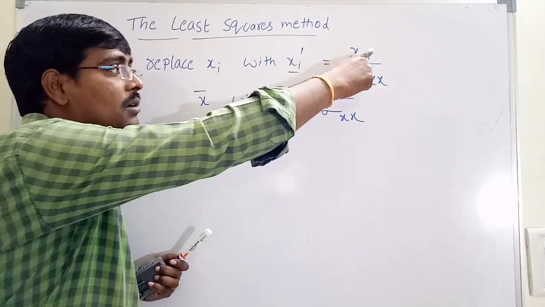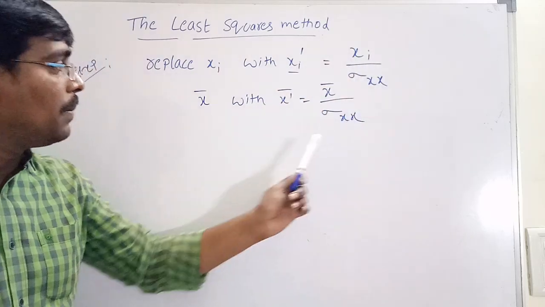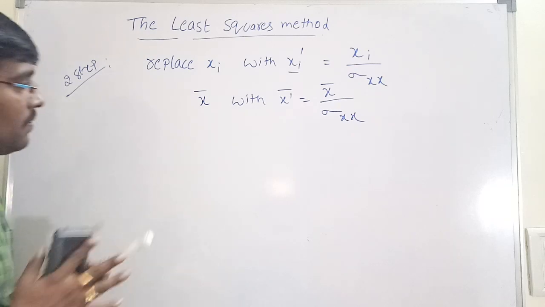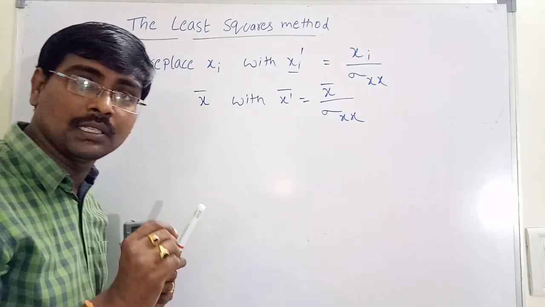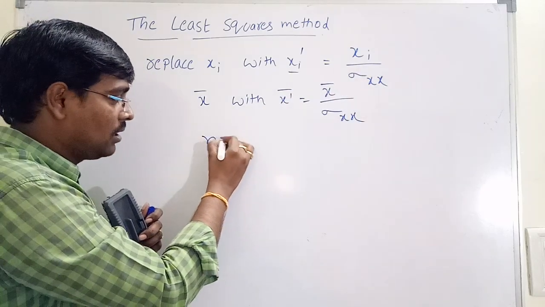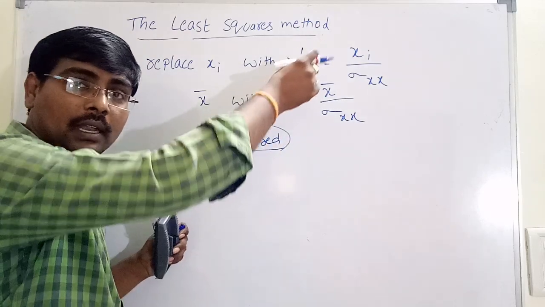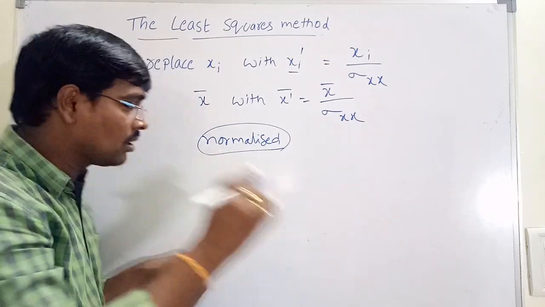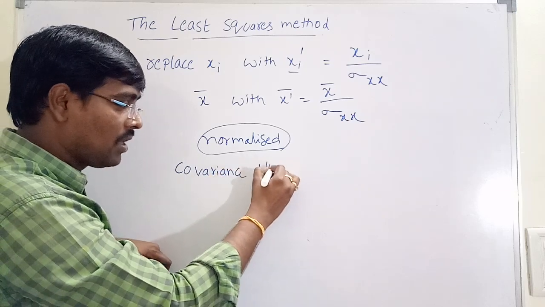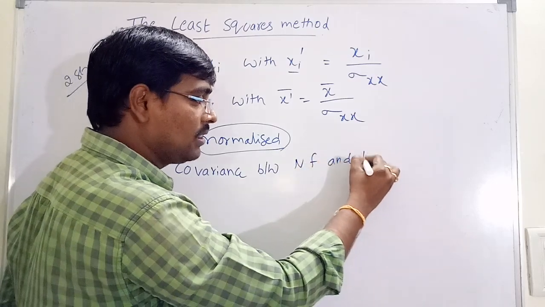So what are the values? That means divide all x values by their variances. All x values by their variances. And the second step is to take... So what is this one? This is called the normalized feature. Now the second step is to take the covariance between these normalized features and the target variable.